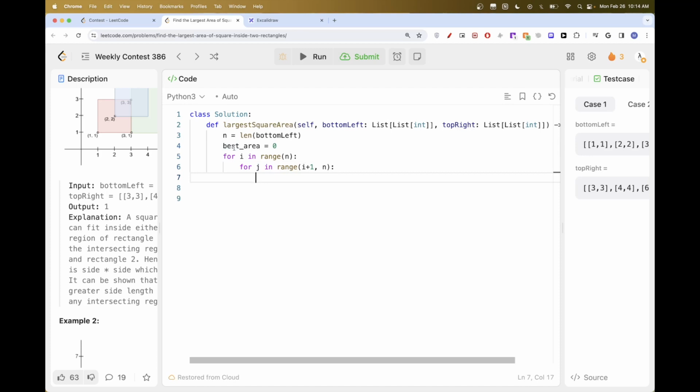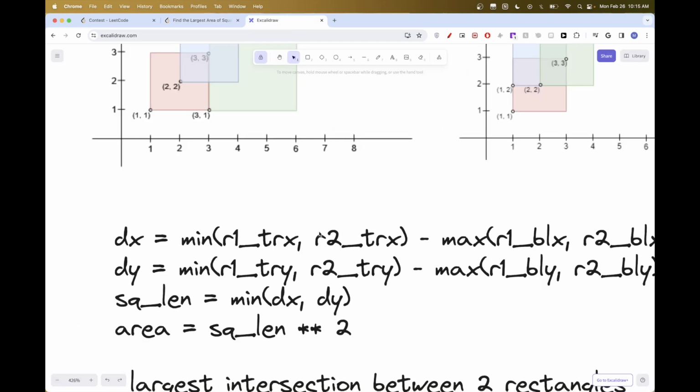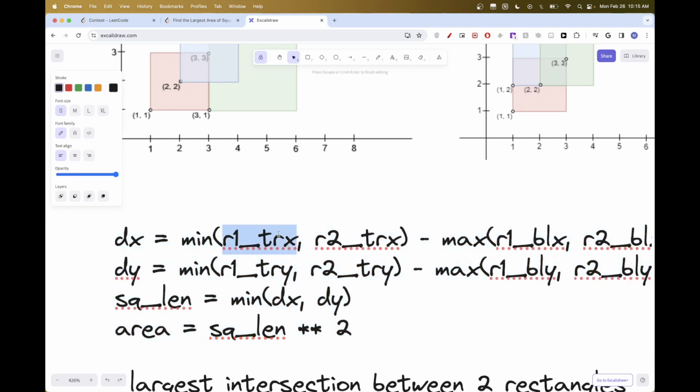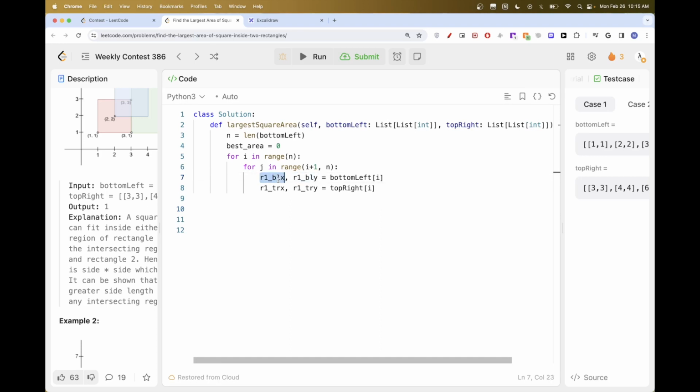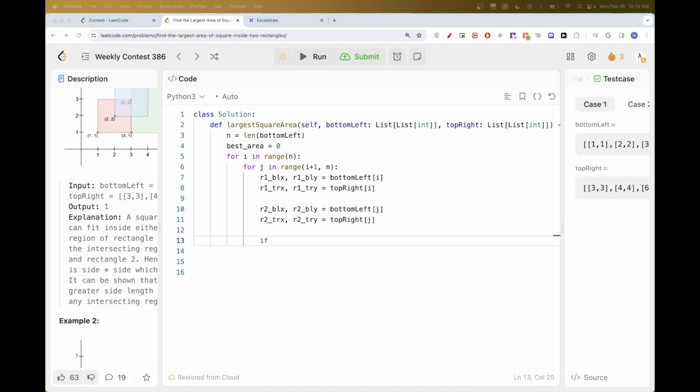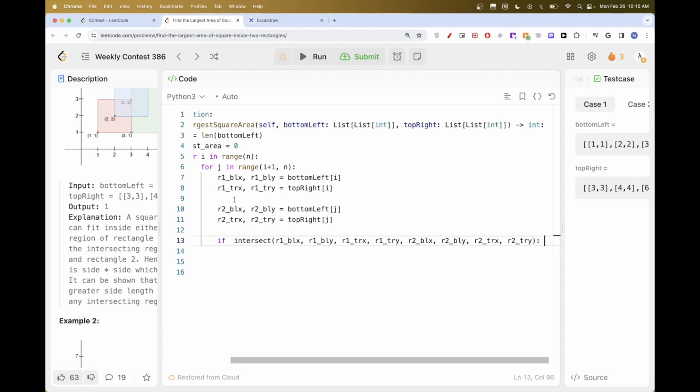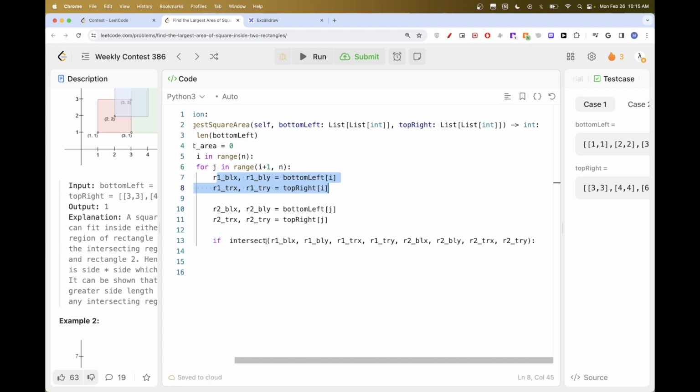And what we need to do is just check if they intersect, but first, for the sake of doing these, we need to define variables for the bottom left coordinates and the top right coordinates, okay? So the bottom left coordinates and the top right coordinates for R1, for the bottom left, we just get it from the bottom left array, and for the top right, we get it from the top right array. And we do the same thing for R2. So we assume here R1 is at index I and R2 is at index J. And we want to check if there is an intersection, okay? And for the intersection, we just need to pass all the coordinates for the bottom left and top right of R1, and same thing for R2. So we pass all of these here.